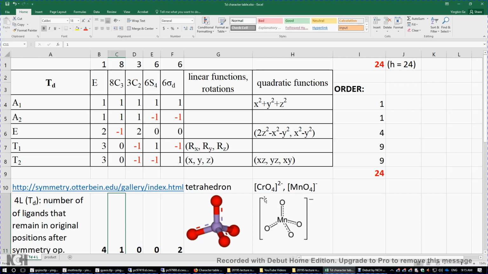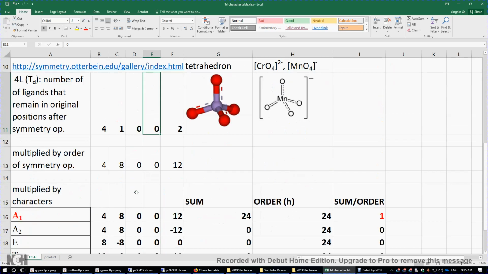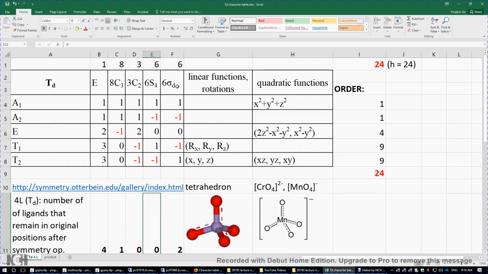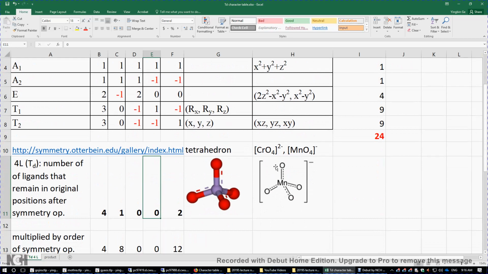C2. So if we rotate this structure 180 degrees about this twofold rotation axis, all 4 oxygen atoms will move away from their original position. So therefore I put 0 here. Similarly, 0 here. Again, if you do an S4 operation, all 4 oxygen atoms will move away from their original position. Actually, this oxygen atom will move to here. This oxygen will move to here.